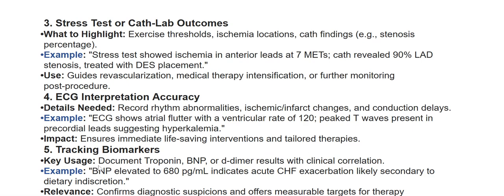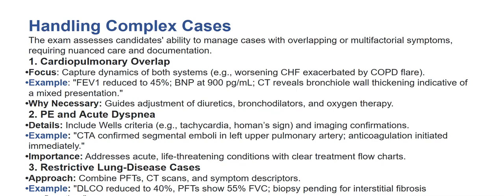Tracking biomarkers. Key usage here: document troponin, BNP, or D-dimer results with clinical correlation. Example: BNP elevated to 680 pg/mL indicates acute CHF exacerbation likely secondary to dietary indiscretion. Relevance: confirms diagnostic suspicions and offers measurable targets for therapy adjustments.